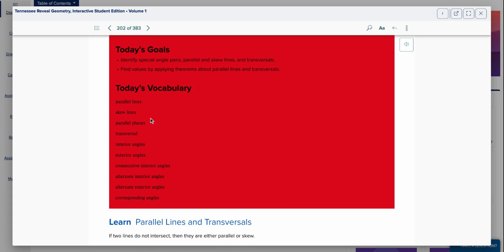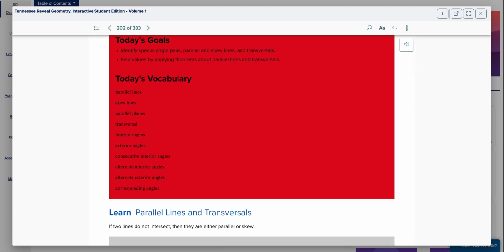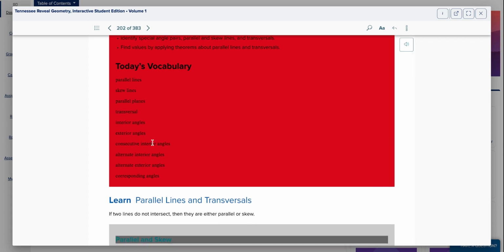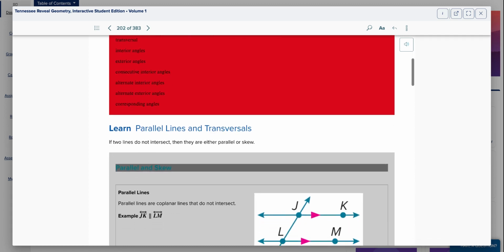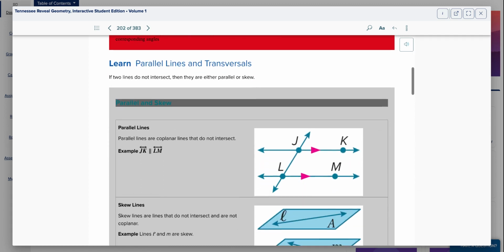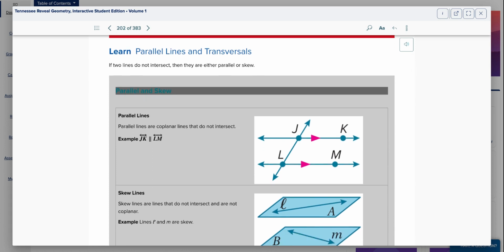All right, you can also have parallel planes, transversal. I'm going to go through all of these words right here. You've heard interior and exterior before. The consecutive interior, alternate exterior, and corresponding angles are all going to be probably new to you. All right, we're going to learn again what parallel means.